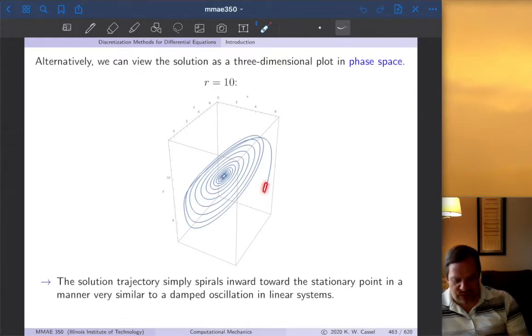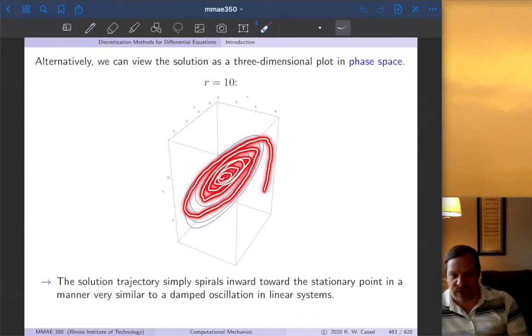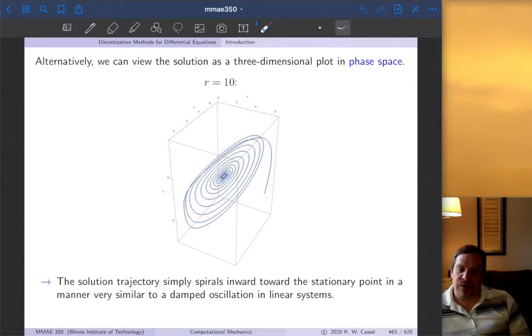And then this blue line represents the trajectory in the x, y, z phase space. And you can see it spiraling into the center, which is x equal to 3, y equal to 3, and z equal to 9. 3, 3, 9, I think that's what I said, yep. So again, very linear type behavior, nothing terribly exciting.